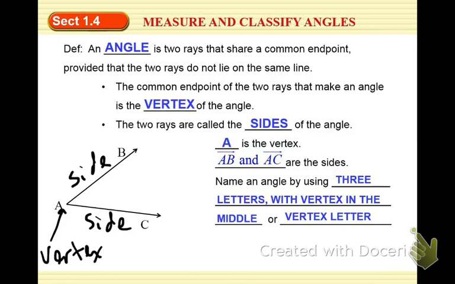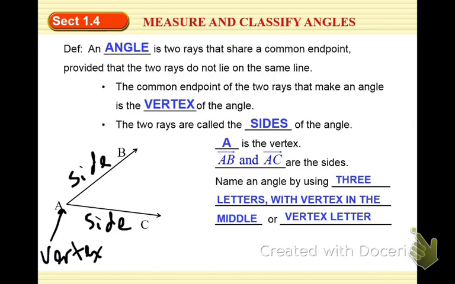Since it's a common endpoint, the vertex is a point. So if we have to identify the vertex, then we're just going to identify a point. So we talk about point A being the vertex. And like I said, when we identify the sides, we identify rays. So ray AB, ray AC are the sides of that angle.